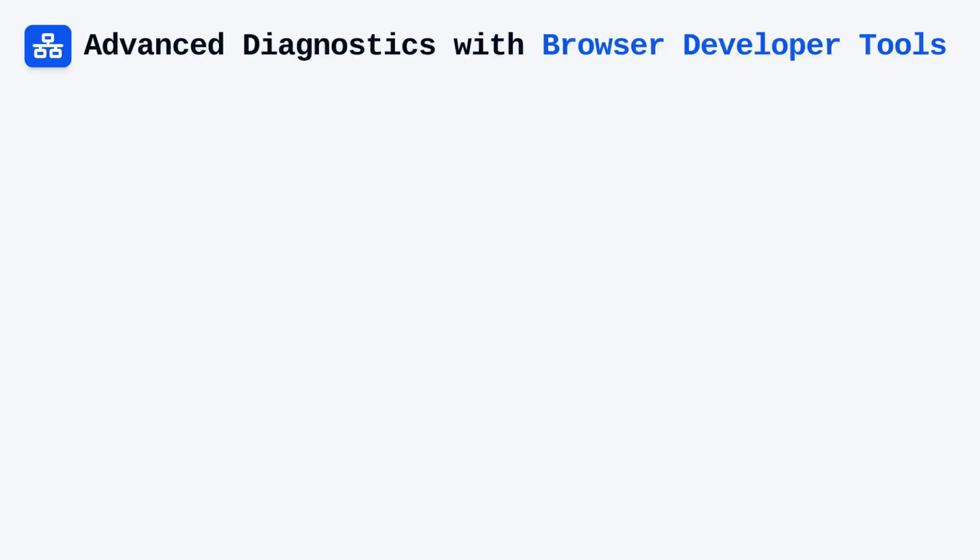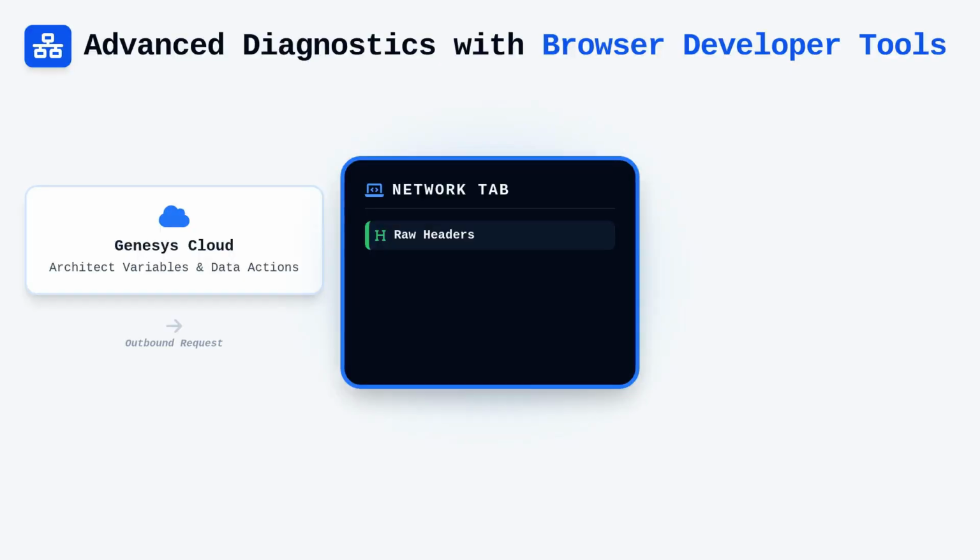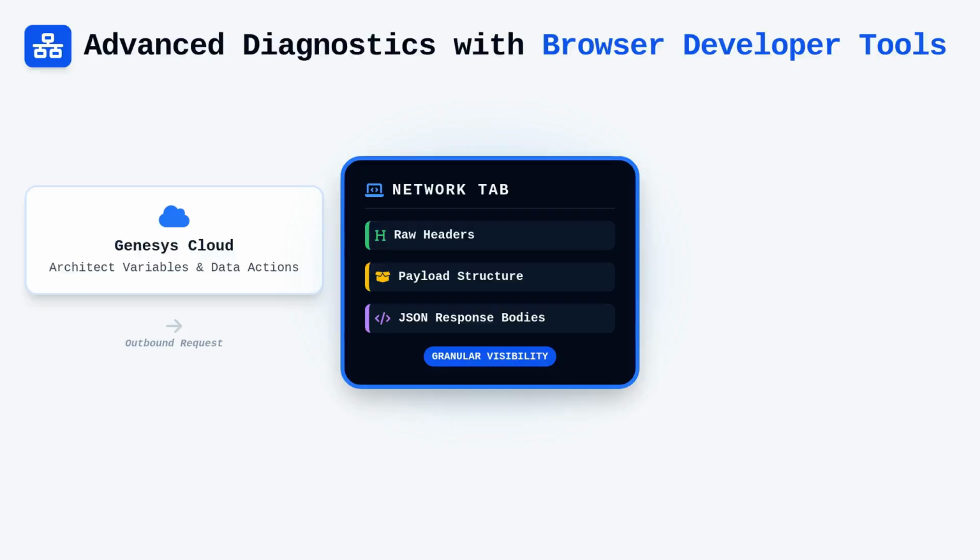To gain a more granular view of the communication between Genesys Cloud and external web services, the developer tools in your browser serve as an invaluable diagnostic utility. Although the Genesys Cloud interface provides high-level feedback, opening the browser's Network tab allows you to inspect the raw headers, payload structure, and full response bodies being exchanged during the testing process. This is particularly useful when troubleshooting intricate issues like header injection or subtle character encoding mismatches that might not be fully transparent in the data action UI.